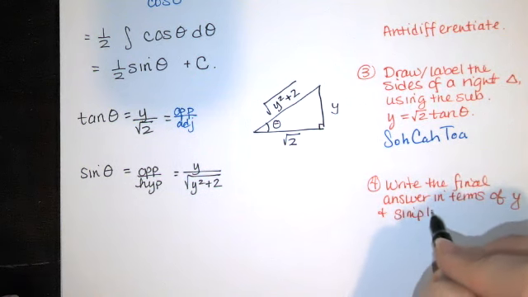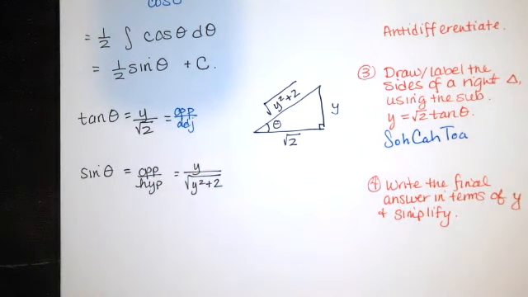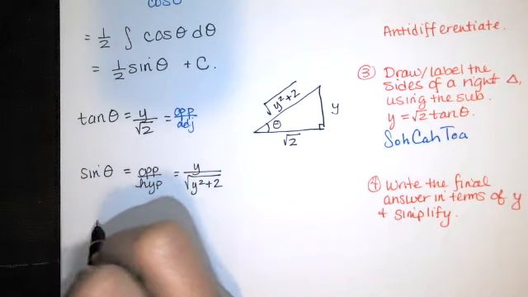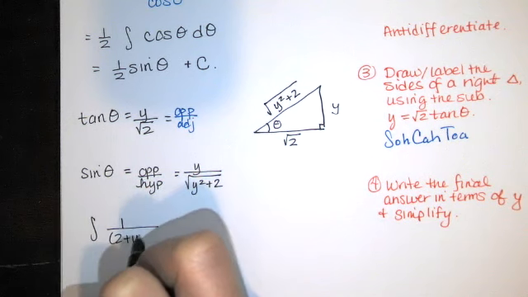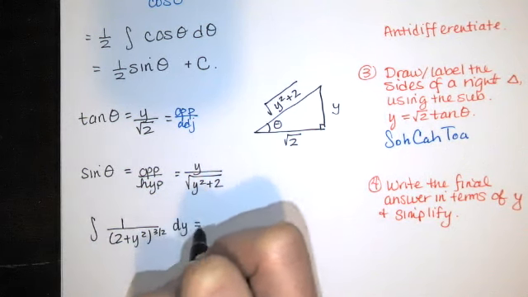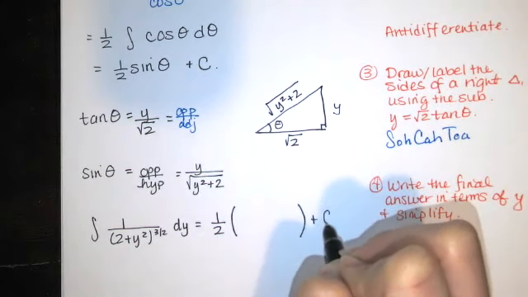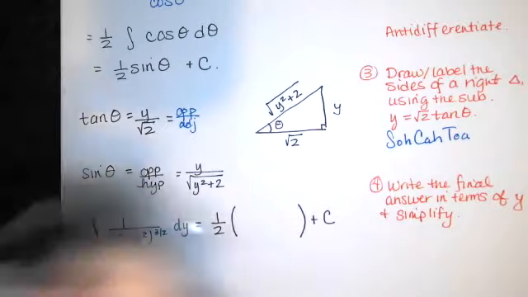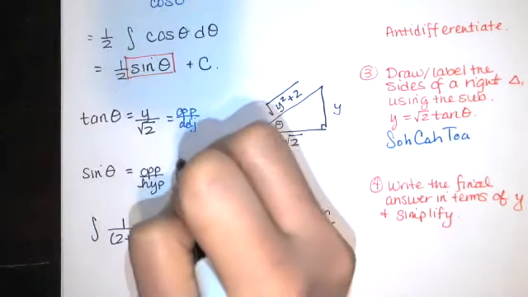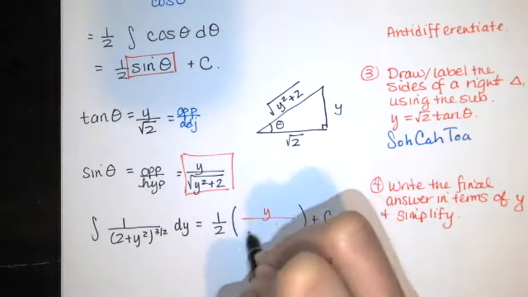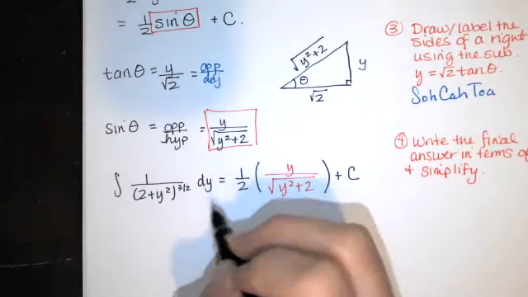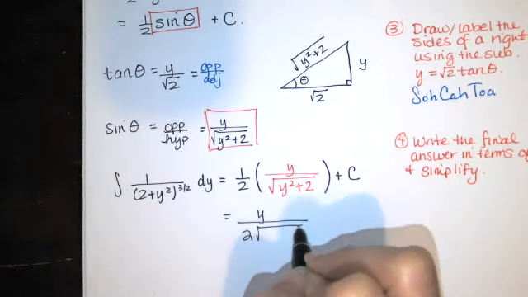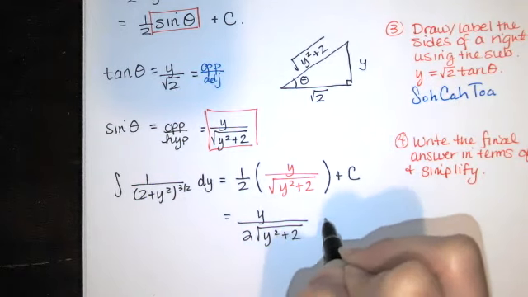And of course, we want to simplify. And then remember the big picture, we were solving a differential equation, not evaluating an integral, even though solving that differential equation involved evaluating an integral. So we have the integral of 1 over 2 plus y squared to the 3/2 power is 1/2 times sine of theta plus c. And sine of theta can be replaced by this. So that's y over the square root of y squared plus 2. And of course, we could write that as a single fraction. Just multiply straight across, and you get that right there.